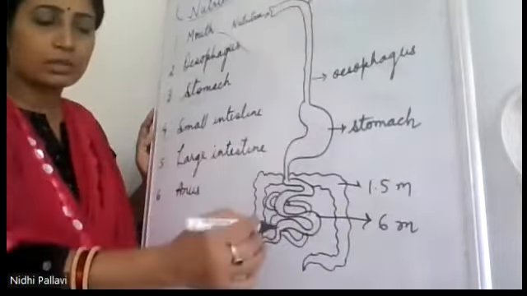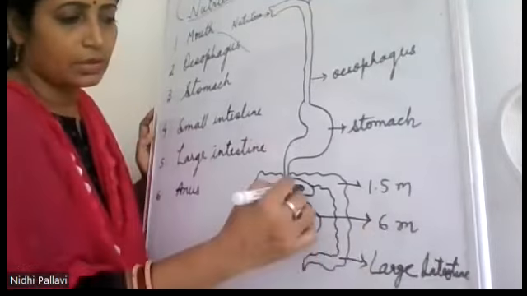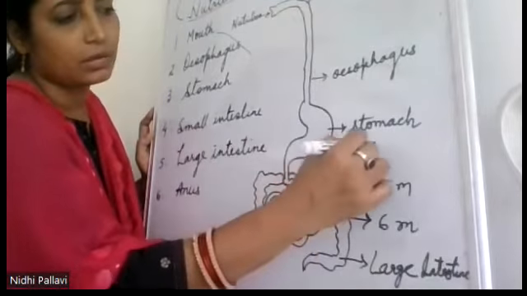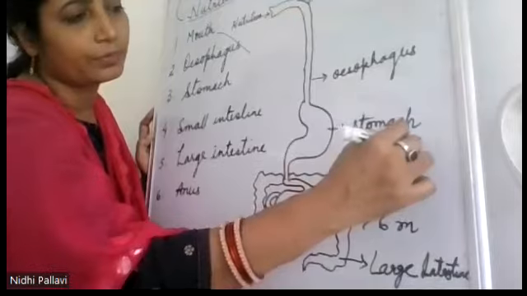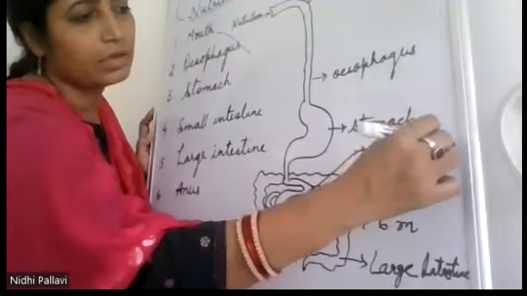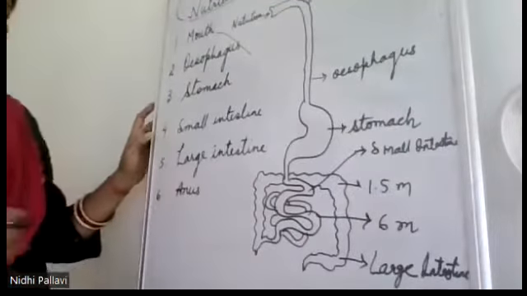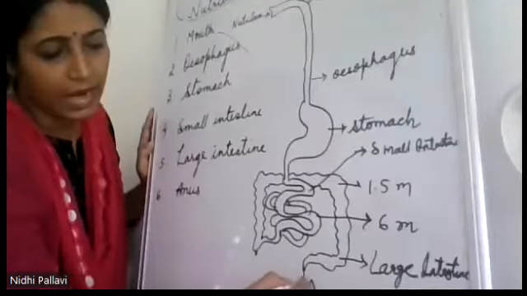Okay, so these are the main organs. इसको क्या बोलेंगे? ये है large intestine. This coil-like structure is small intestine. Okay, this is anus.